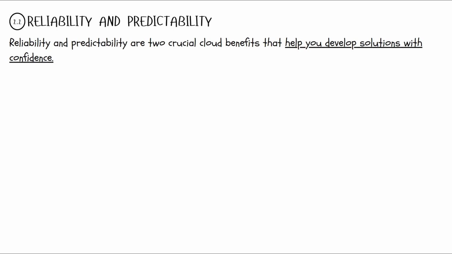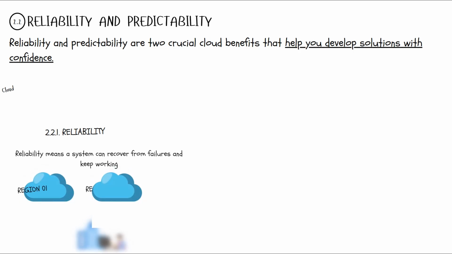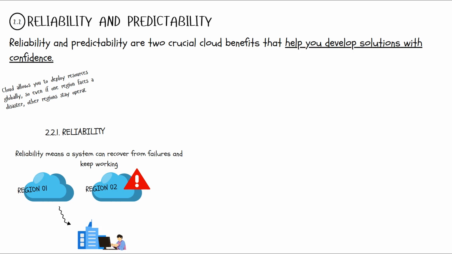Reliability and predictability are two main cloud benefits that help you develop solutions with confidence. Reliability refers to a system's ability to recover from failures and keep functioning. The cloud, with its decentralized design, naturally supports a reliable and resilient infrastructure. This means resources can be deployed in multiple regions around the world. If one region experiences a problem, other regions can continue to operate. Applications can be designed to take advantage of this reliability, and in some cases, the cloud environment automatically shifts to a different region without needing any manual intervention.